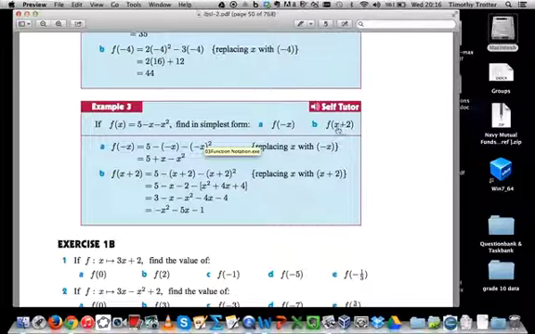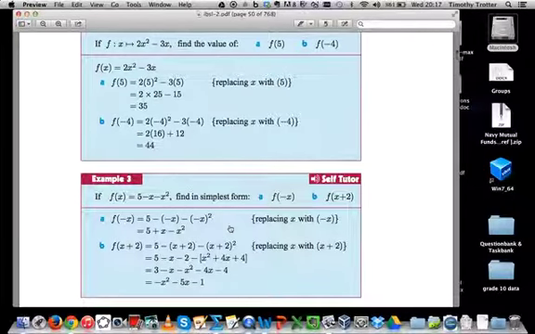We can also put functions inside of functions. For example, we could take x plus 2 and put it into this function f. Everywhere we see an x, we change it into an x plus 2 instead. So instead of 5 minus x, we have 5 minus the quantity x plus 2, and then minus x squared, so minus the quantity x plus 2 squared. All right? And then you can simplify. And that's all that we're supposed to know for this particular lesson. Please try the problems.